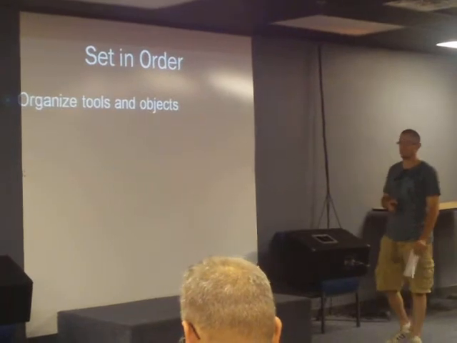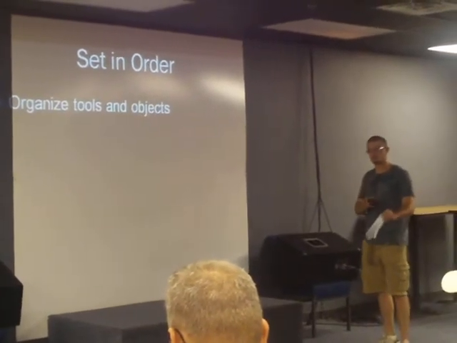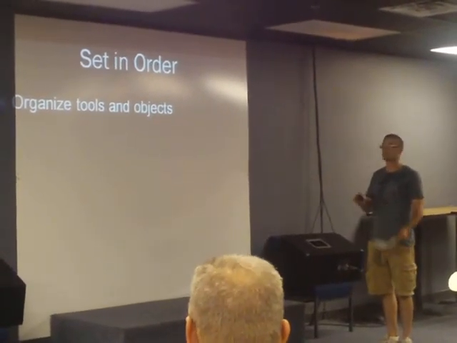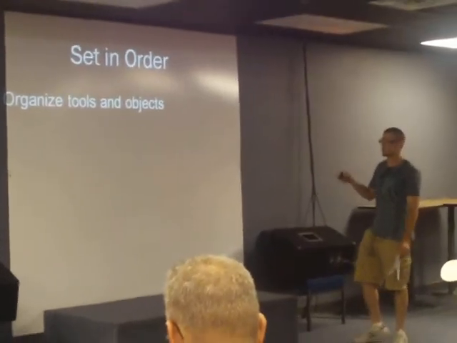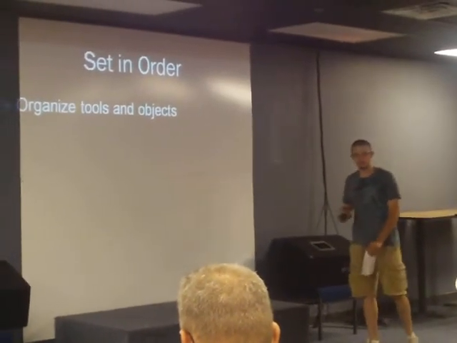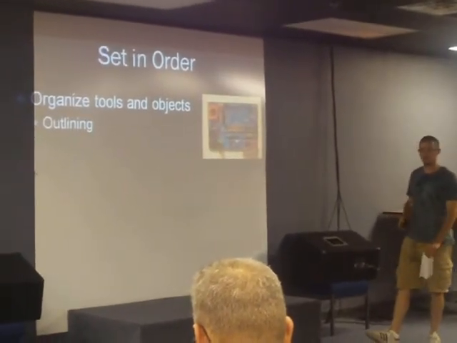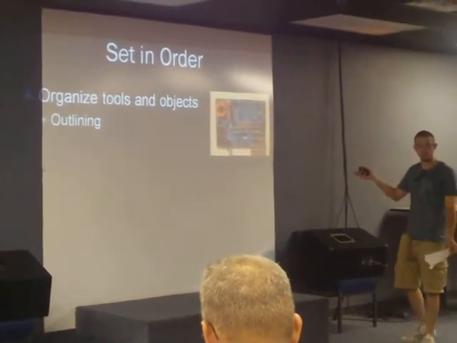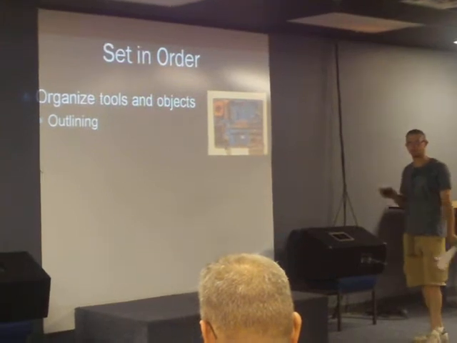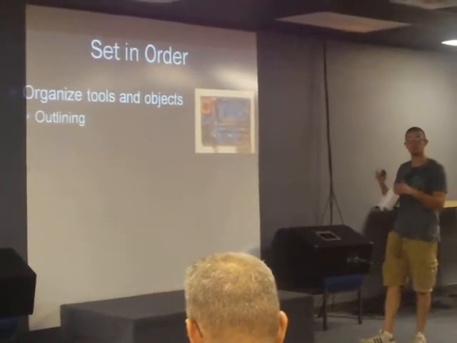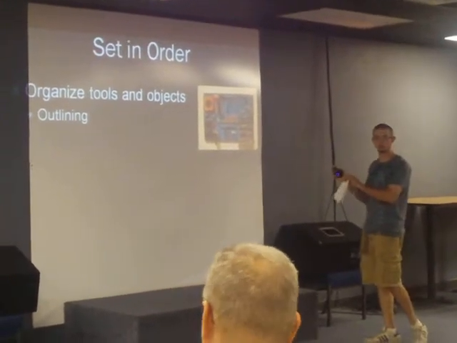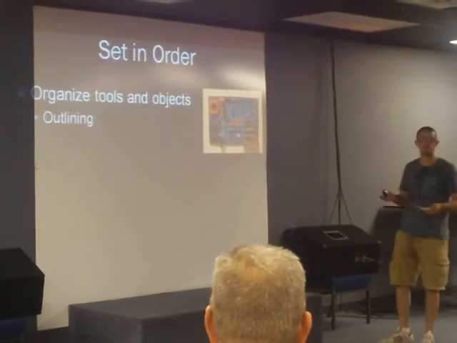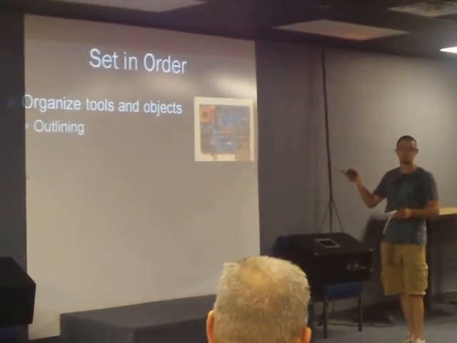The set in order stage is when you take all the tools, items and such that you have left over, and you organize them into their needed area. A way that you can do this is by outlining your tools, say on a pegboard. Put them up on the pegboard, draw a line around them. That way, when that tool is removed, you know exactly where it was. And say you walk into the garage and you notice, oh wait, there should be a hammer there.